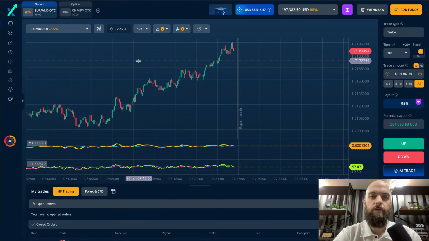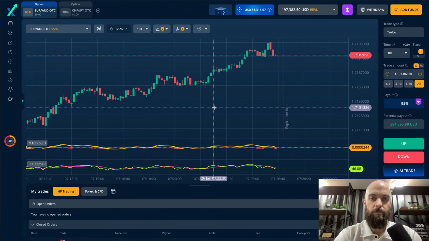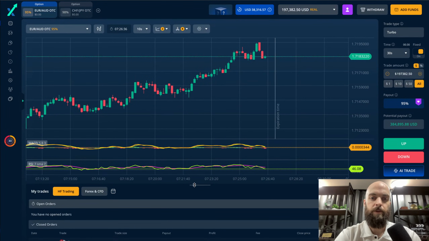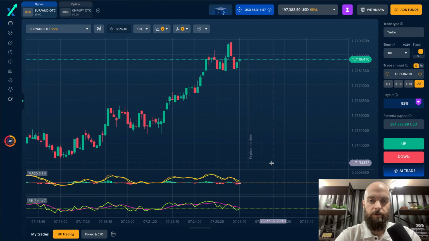So let me explain a little more. Price is going to come to our level. Once price comes to our level, then we'll be looking down here at our MACD and RSI.